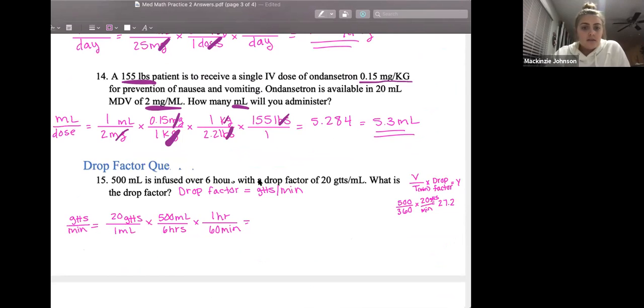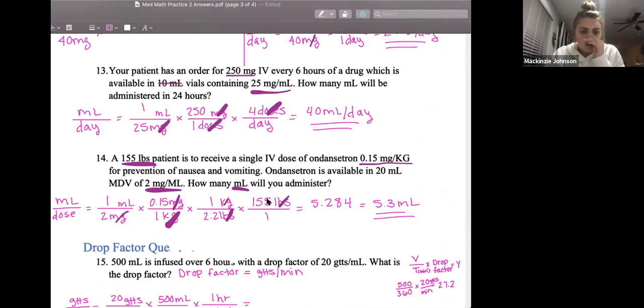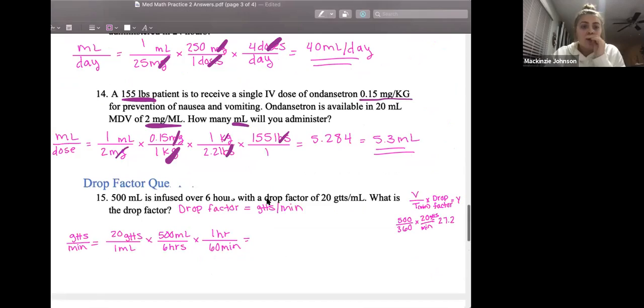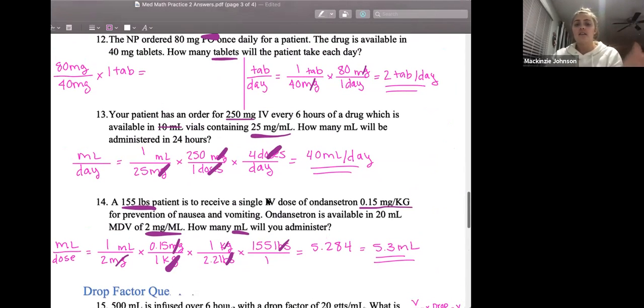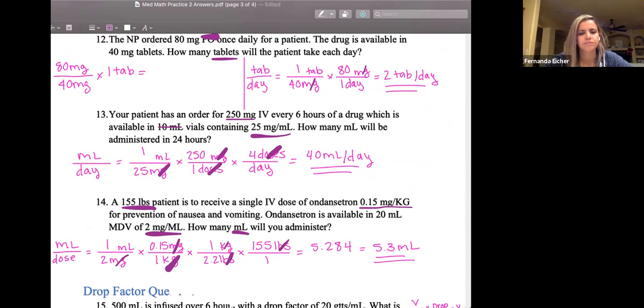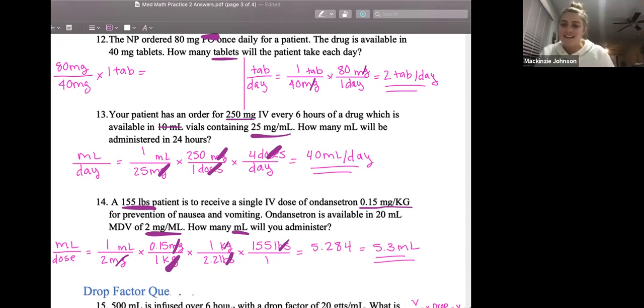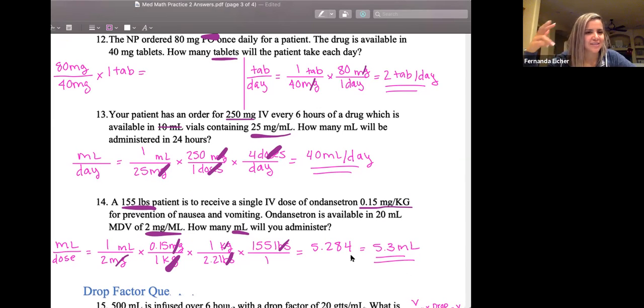Okay. So now we need to do, okay, we're on drop factor. Does everyone understand these weight-based ones before we move on? Yeah. Kind of. I was kind of like, I don't know. I just have to practice a lot, just do it over and over and over until it sinks in.